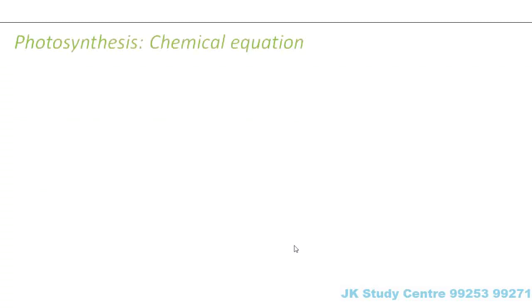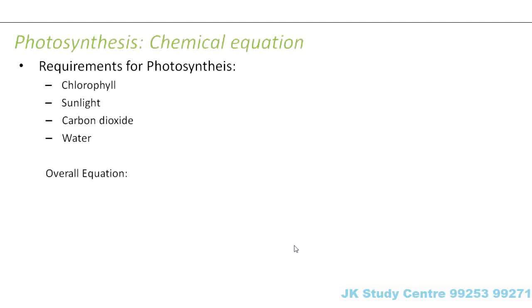So let us now look at the equation for photosynthesis. As we have already discussed, requirements are chlorophyll, sunlight, carbon dioxide and water. So what would be the overall equation? It will be carbon dioxide, which is taken in through stomata, plus water in presence of chlorophyll and sunlight. So what will be obtained?